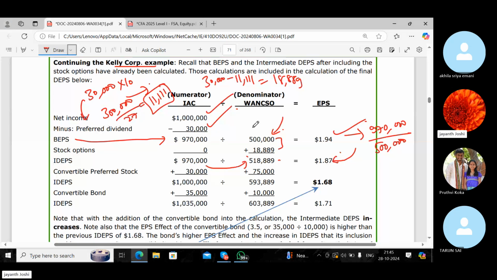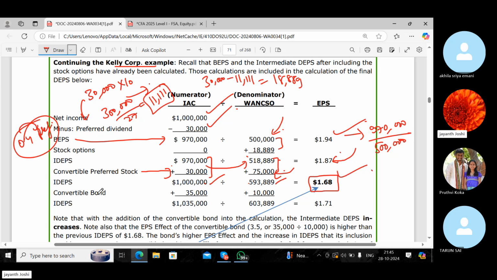And then we have done the EPS effects, right? Convertible bonds and convertible preferred stock, whereby we give ranking also. Preferred stock was first, so we will take that first in calculation of diluted EPS. That preferred stock gave a dividend of 30,000, the numerator effect. And then the denominator will increase by 75,000. When I add these two, I get these figures, and dividing this gives me diluted EPS of 1.68.